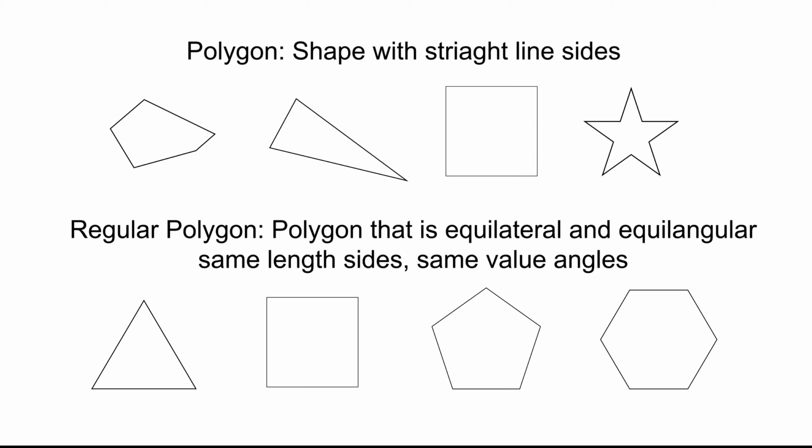Notice that the example of a square appears under both categories. This is because a regular polygon is just a more specific version of a polygon.